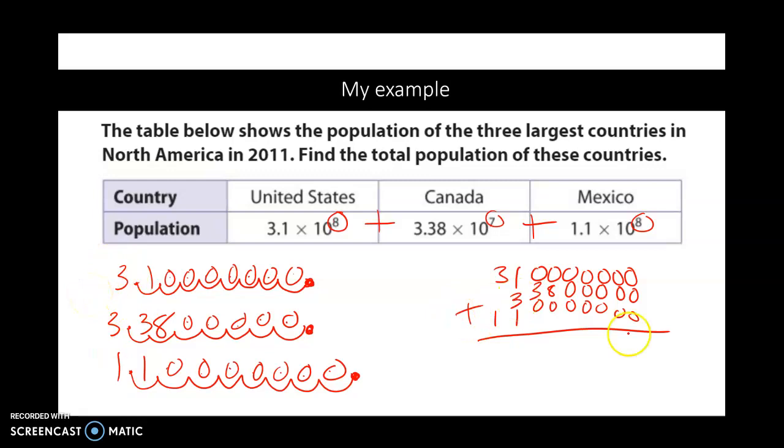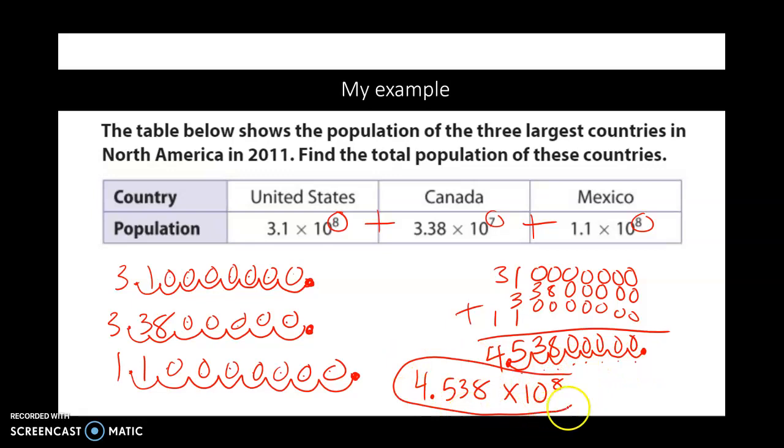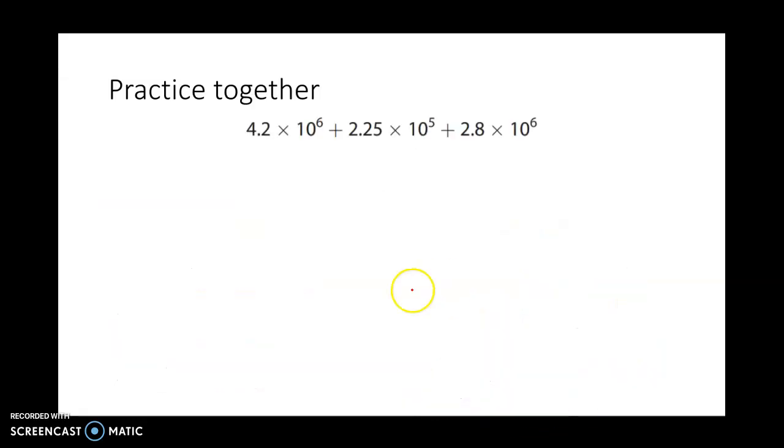So let's add them up. We got a bunch of zeros. 8 plus 0 plus 0 is 8. 3 plus 0 is 3. 3 plus 2 is 5. And 3 plus 1 is 4. Okay, now last step, I have to turn this back into scientific notation. I'm going to put a decimal there and move 1, 2, 3, 4, 5, 6, 7, 8. I now have a number between 1 and 10. I have 4.538 times 10 to the 8th. Final answer. Let's do one more.